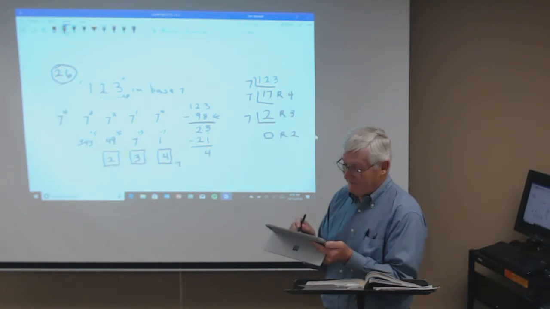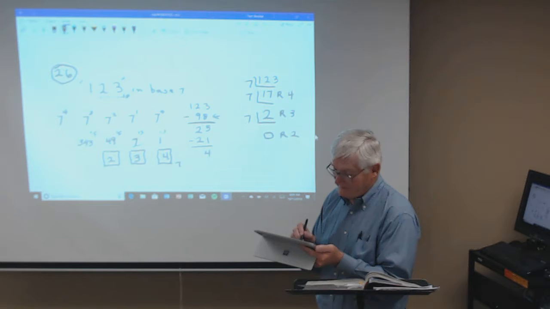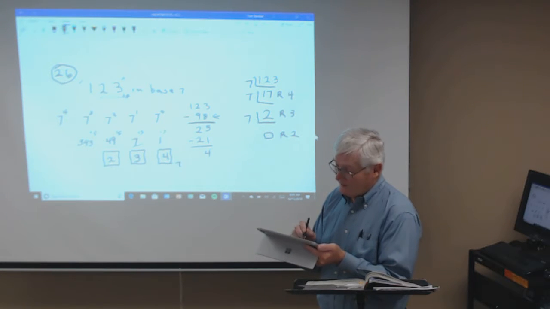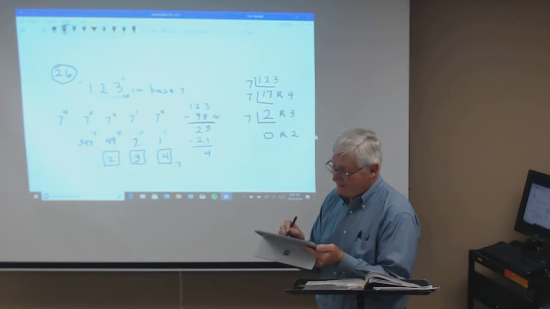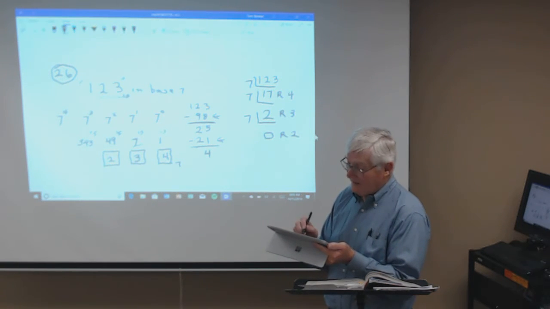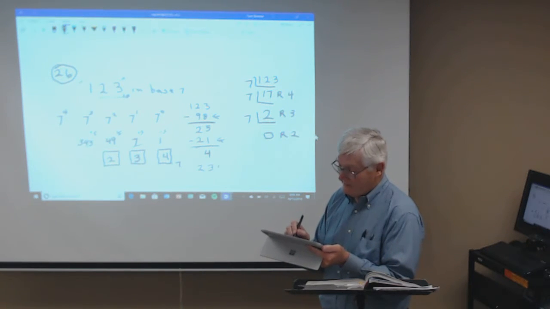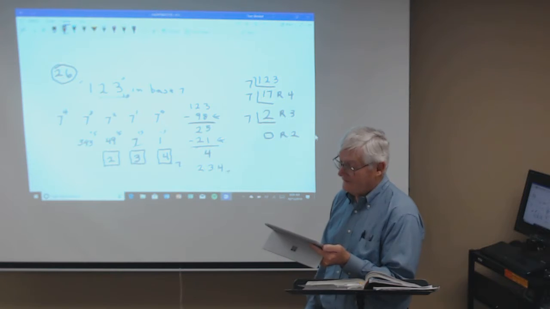So what do I do with 25? How many 7s in 25? 3. So I take 3 times 7 is 21, subtract it, and I'm left with 4. So that's 4 1s. So the answer is 2, 3, 4 in the base 7.